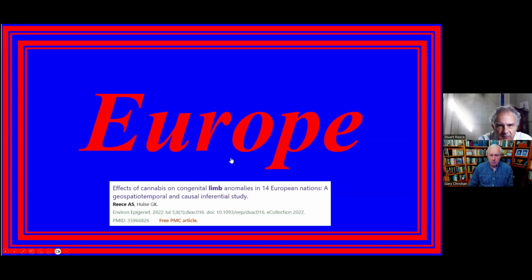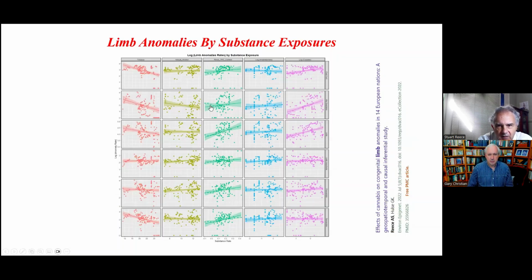Now, if we look at Europe, what happened in Europe, and this is the reference for that, this is published there. Now, this is a panel plot. This is looking at the cocaine use, amphetamine use, resin THC content, annual alcohol use, and tobacco. And these various limb anomalies as a function of rising exposure to the different drugs. So you've got clubfoot, hip dysplasia, limb anomalies, limb reductions, polydactyly, which is extra fingers and toes, and syndactyly, which is where the toes and fingers are joined together.